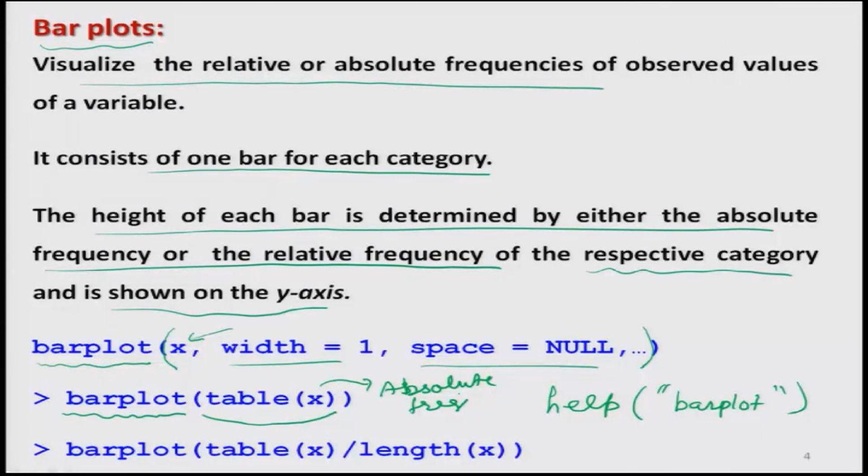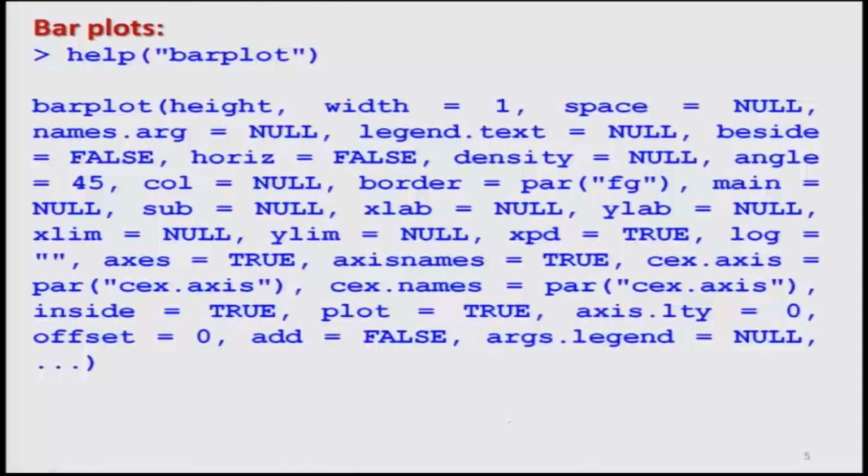And in case I want to create a bar plot with respect to the relative frequency, then inside the argument I have to give the option for relative frequency, that is table of x divided by length of x, that we did in the last lecture. So now I try to take some example. You can see here I have given a screenshot.